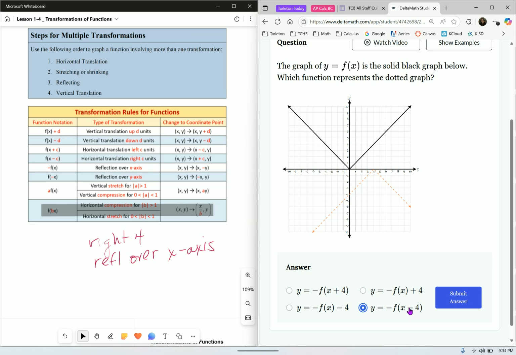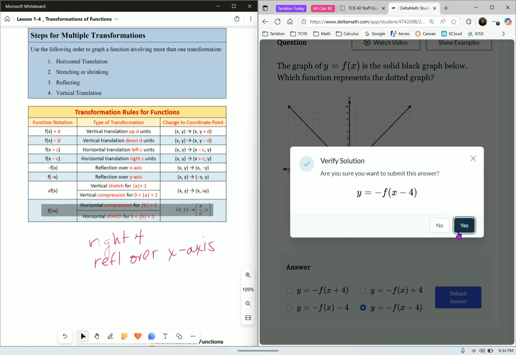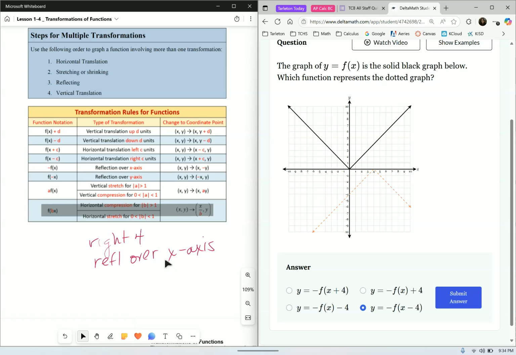So we are just left with this option because these are the only two x's that had numbers adding and subtracting to them. Here, nothing's happening to those x's. So we will put this one in. Oh, and by the way, sorry, we said it reflected over the x-axis, and that's what that negative is for.